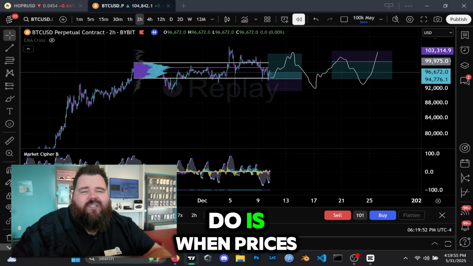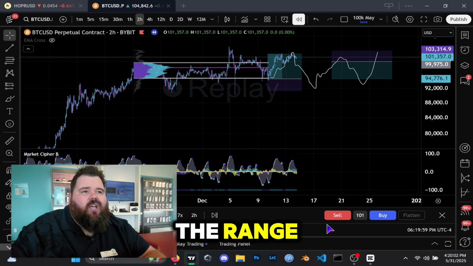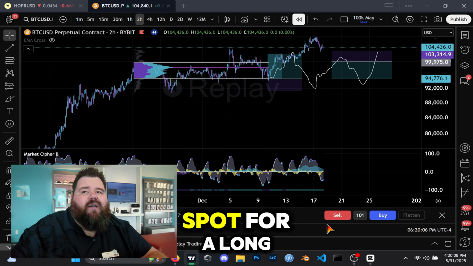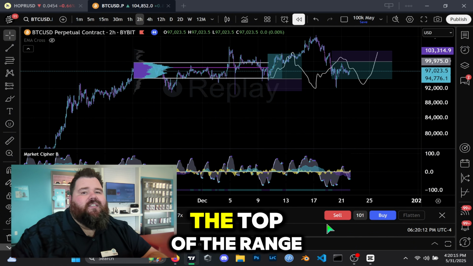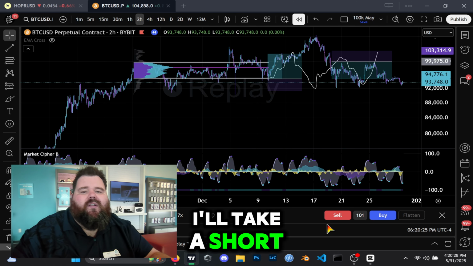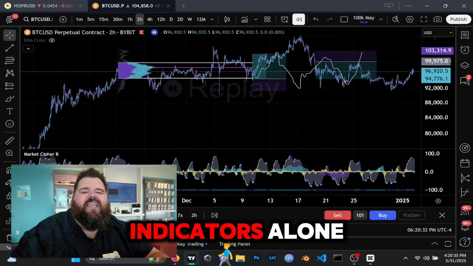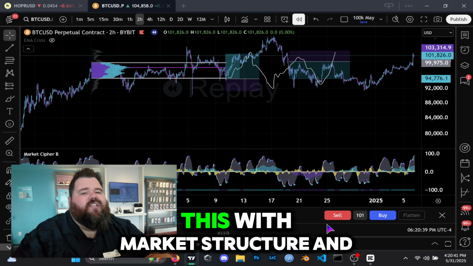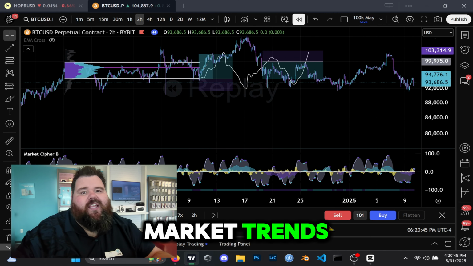What I like to do is when price is at the bottom of the range, I'll check to see if that's a good spot for a long, or if price is at the top of the range, I'll check to see if there's confluence and I'll take a short. I never rely on indicators alone. I like to pair this with market structure and market trends.